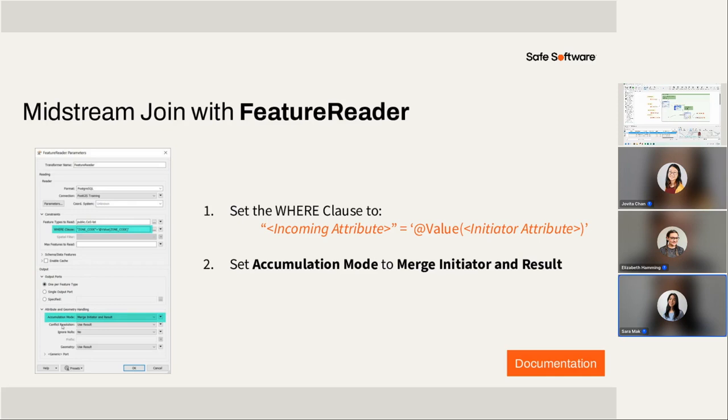In the feature reader, you can create a where clause, and that just lets you associate the attributes that are being newly read in with the attributes that were already in your workspace. So you can also merge them together by setting your accumulation mode to merge initiator and result.